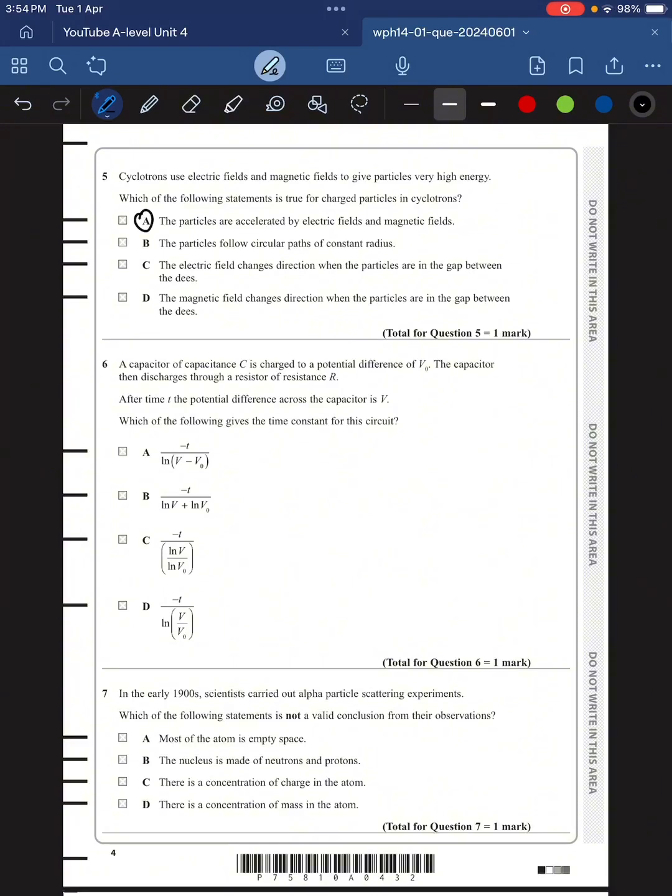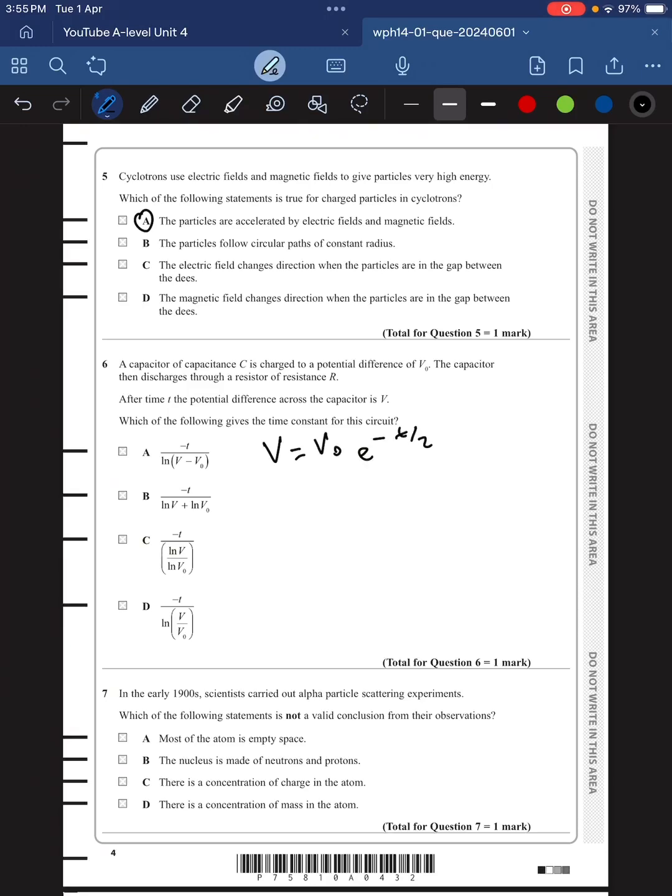A capacitor of capacitance C is charged to a potential difference of V0. The capacitor then discharges through a resistor of resistance R. After time t, the potential difference across the capacitor is V. Which of the following gives the time constant for this circuit? So you have to do a little bit of algebra here. V is V0 e to the minus t over tau.